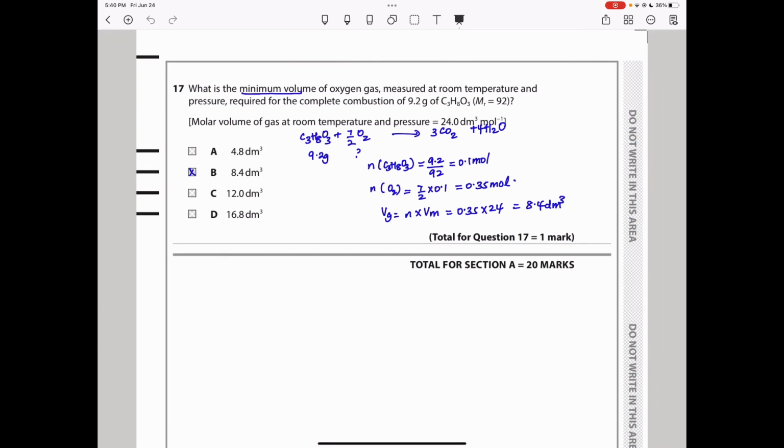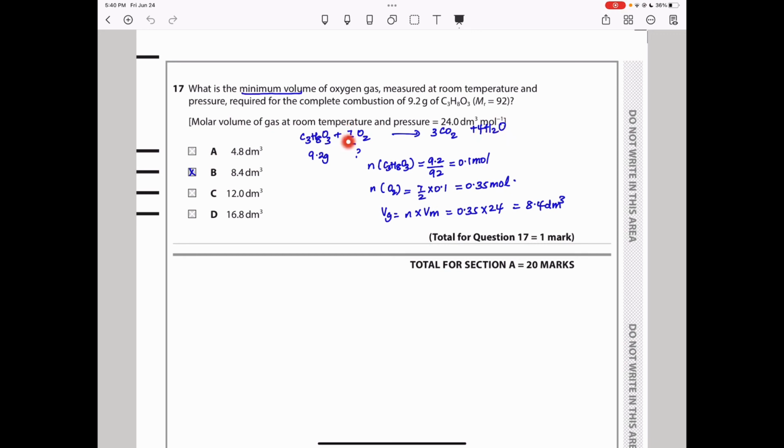The last question for section A is question 17. It says, what is the maximum volume of oxygen gas measured at room temperature and pressure required for the complete combustion of 9.2 grams of this compound? So here what we need to know is they've given us the mass, and they've given us the molar mass here. So what we need to do is write the formula so that you can find out the mole ratio. If this compound burns completely, remember they said complete combustion, in oxygen, the only two products should be carbon dioxide and water. So begin by writing a balanced equation.